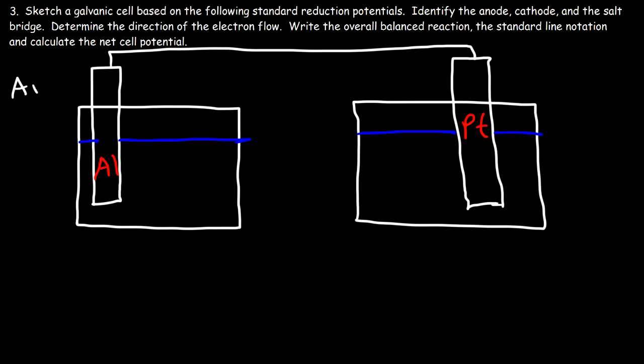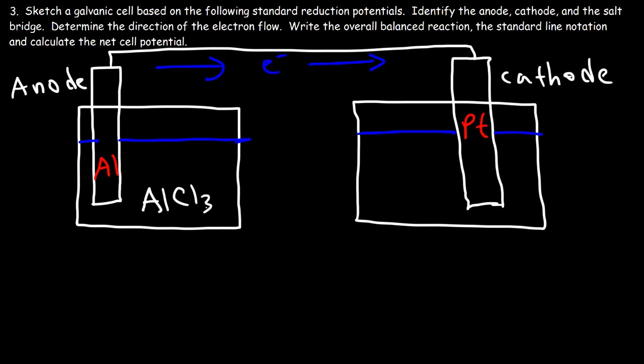So this is the anode, and this is the cathode. Now keep in mind, electrons always flow from the anode to the cathode. Now in this half cell, I'm going to put aluminum chloride, and it's going to be a 1 molar solution.